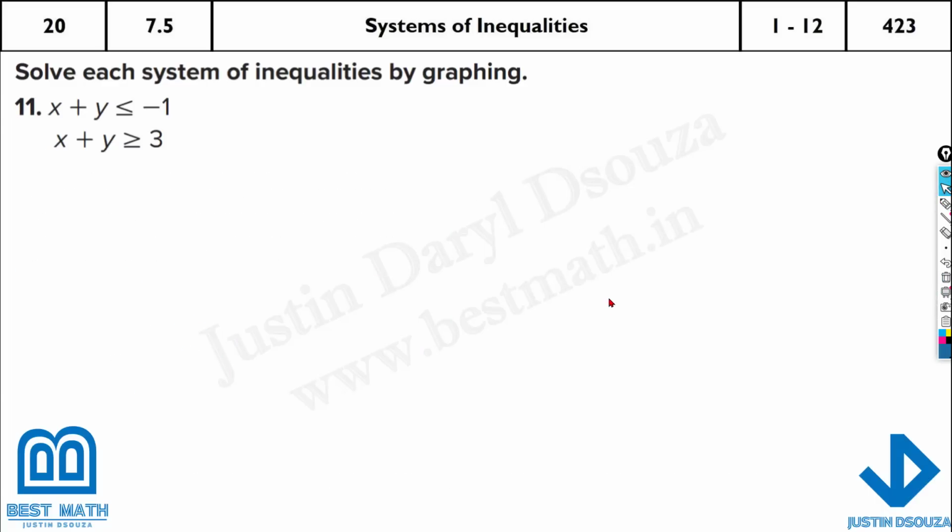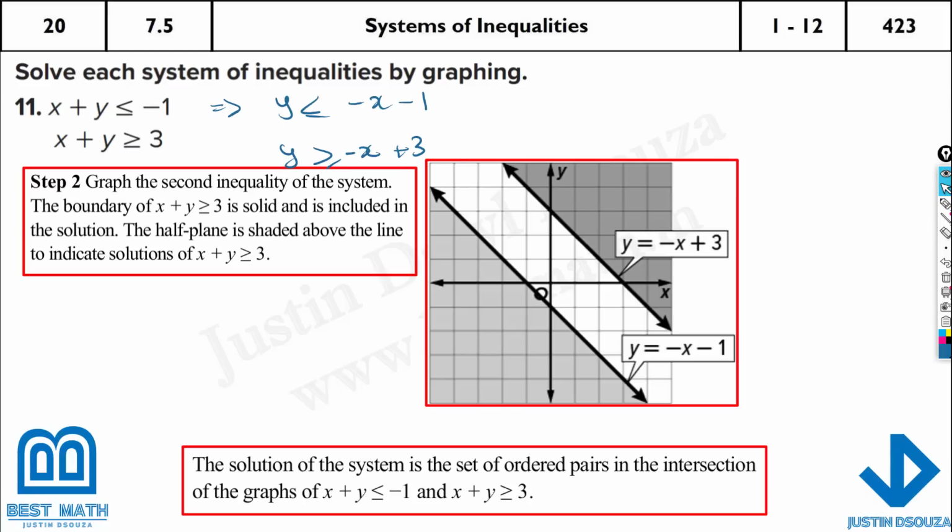Similarly, over here you can solve it, but make sure you're solving it in the standard form. So this equation turns out to be y less than or equal to minus x minus 1. This is y greater than or equal to minus x plus 3. So these are the two equations. And then you can use the mode 7 table, make the tables, and then graph them up.